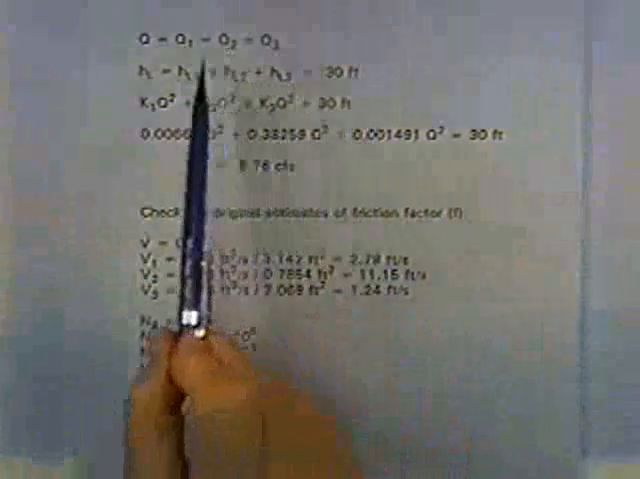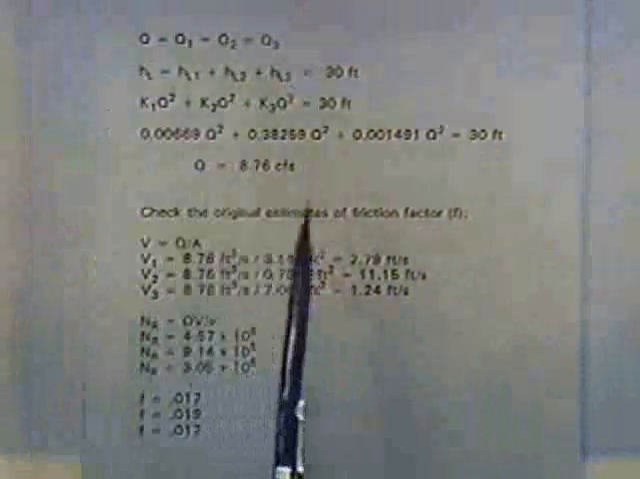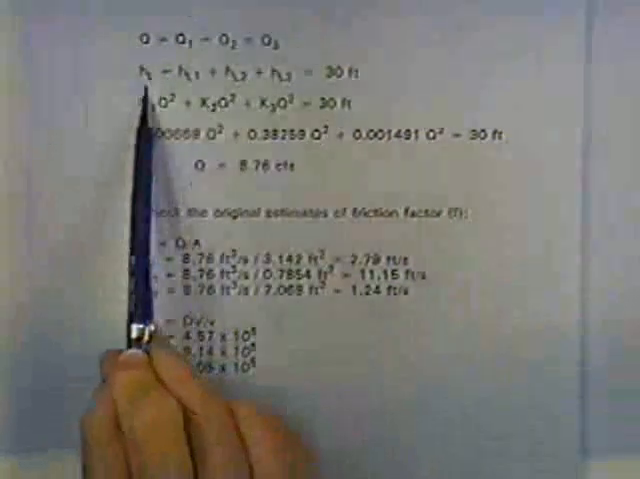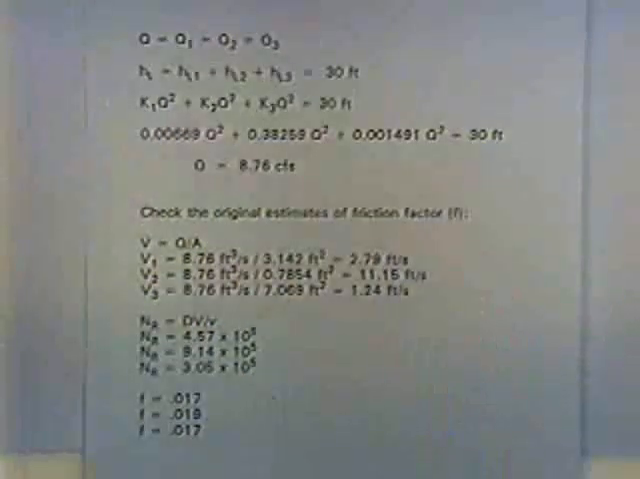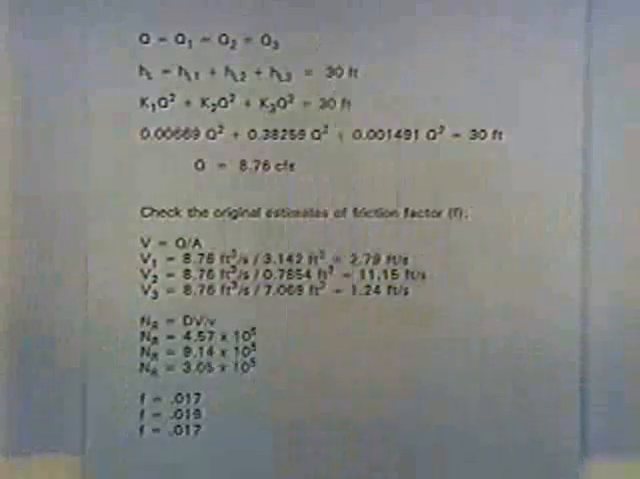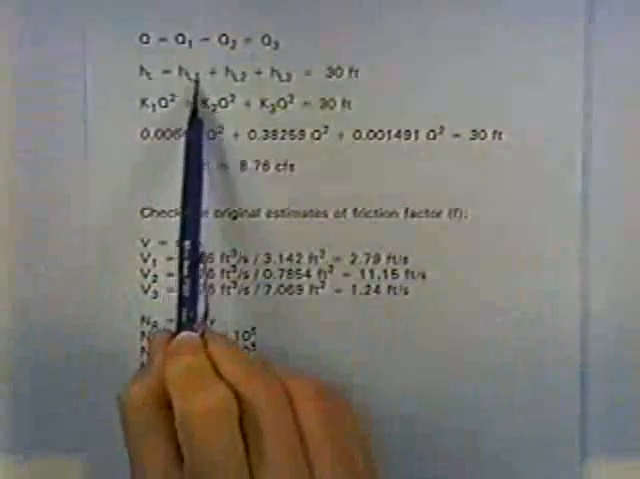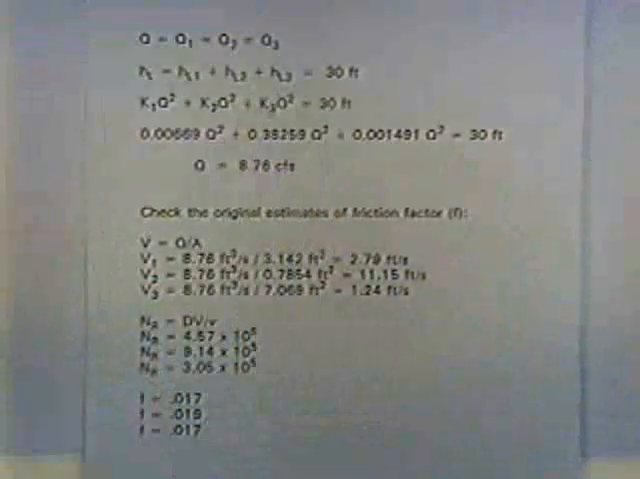And we've got the 3 pipes in series, so the discharge is the same in each of the pipes. With pipes in series, the head loss is the total head loss between those 2 points, the water surfaces in each of the 2 reservoirs, which we know is 30 feet. It's the head loss in the first pipe plus the head loss in pipe 2 plus the head loss in pipe 3.